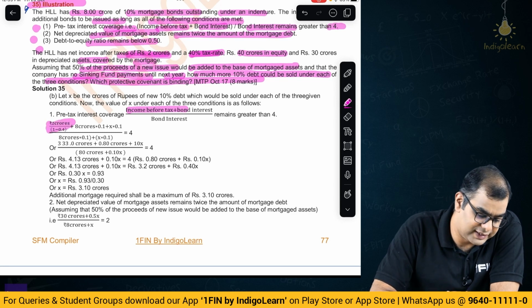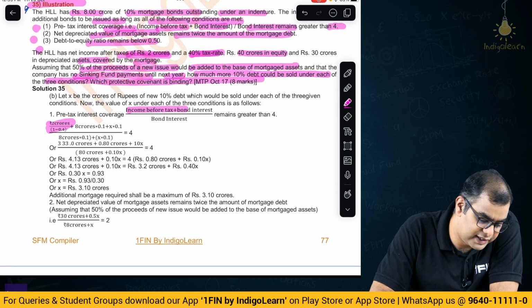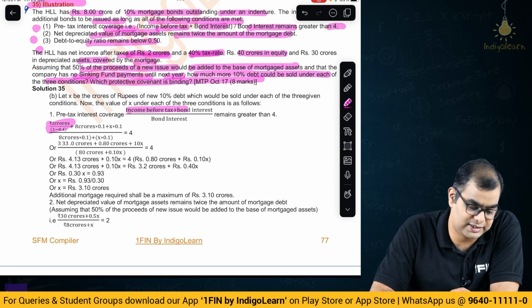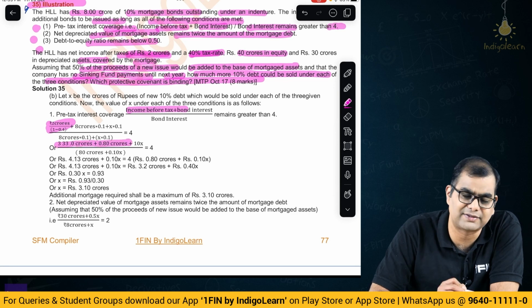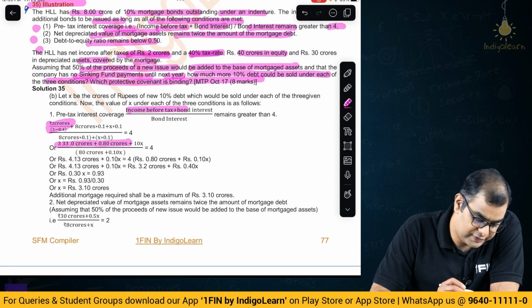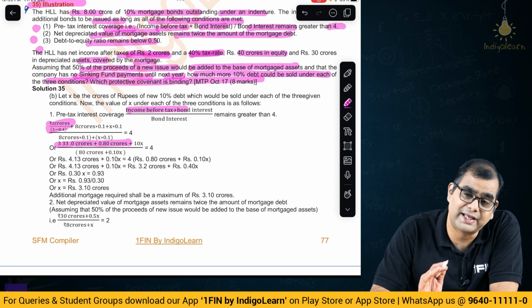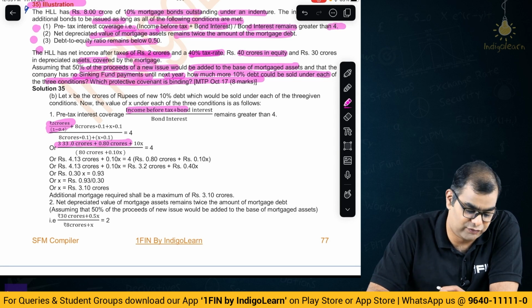To that you also add the interest. What is the interest? 8 crores of 10% mortgage bonds. 8 crores into 10% is 80 lakhs. So, 3.33 crores plus 80 lakhs, which is 4.13 crores. Okay, 4.13 crores. That is the existing EBIT.